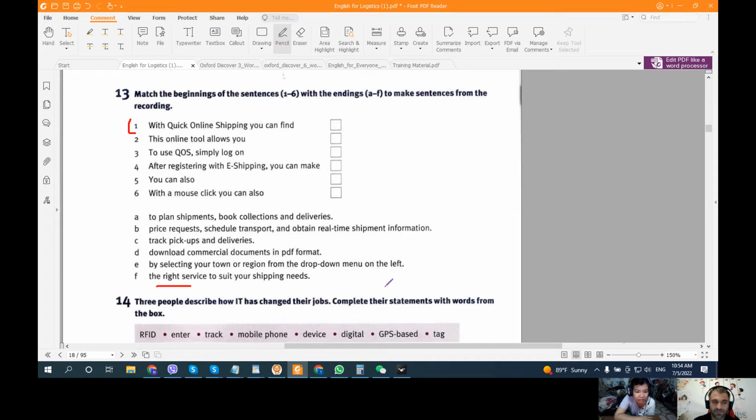After registering with e-shipping, you can make truck pickup and delivery. Okay. Number 5, you can also plan shipment, book collection and delivery. And the last one: with a mouse click, you can also select your town or region from the drop-down menu on the left.